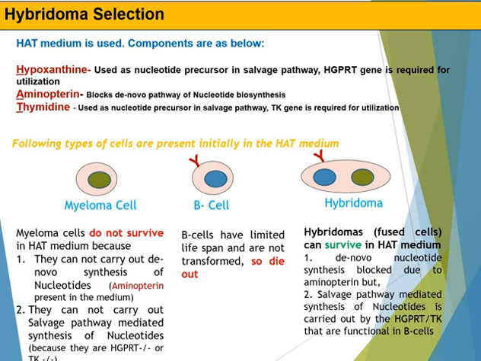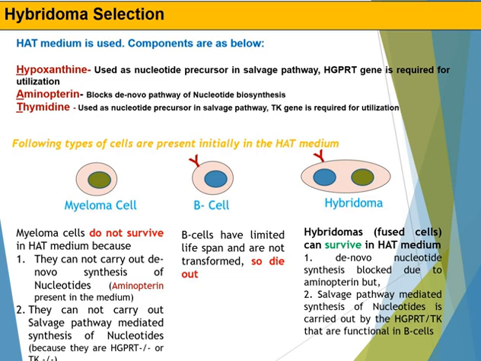So what is hypoxanthine? That is used as a nucleotide precursor in the salvage pathway, and the HGPRT gene is required for its utilization. Our myeloma cell is HGPRT negative. That means it cannot use the salvage pathway, or it cannot use hypoxanthine for synthesis of nucleotides. So if we are growing our myeloma cell in a HAT medium, the cell does not have the HGPRT gene, so it cannot use the salvage pathway of nucleotide biosynthesis.